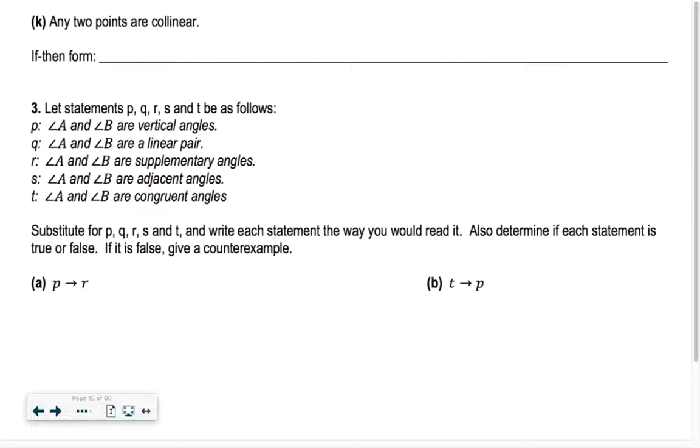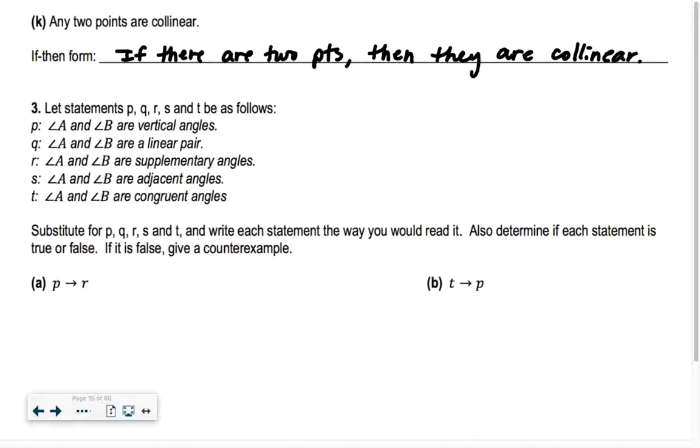All right, so any 2 points are collinear. If 2 points exist. Yeah. If you have 2 points, right? If there are 2 points, then they are collinear, or you can draw a line through them. So sometimes it takes some little adjusting with the words.